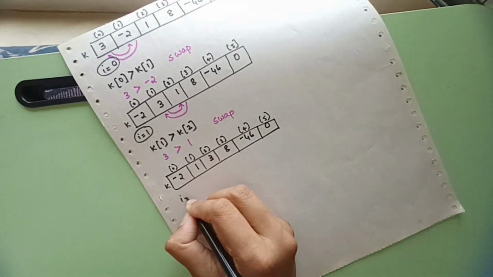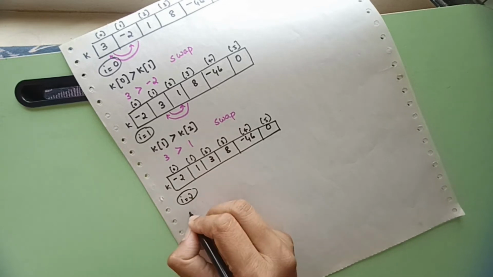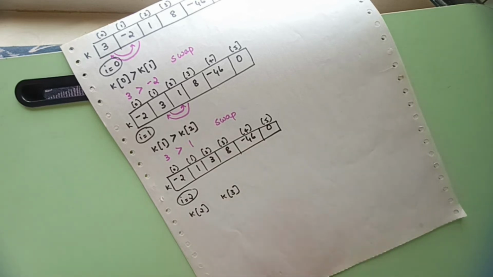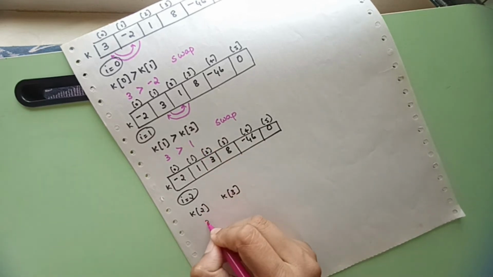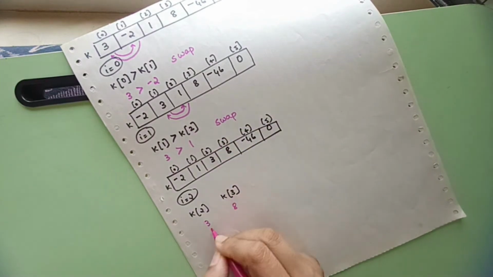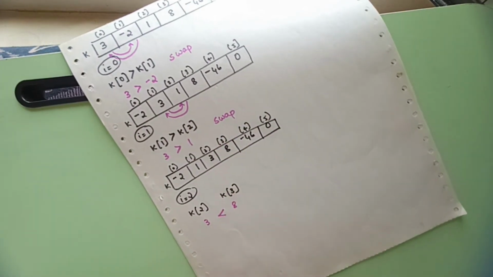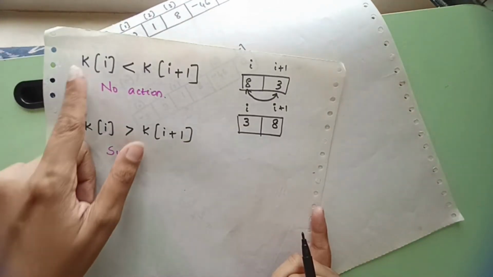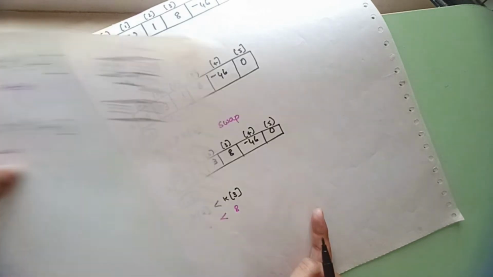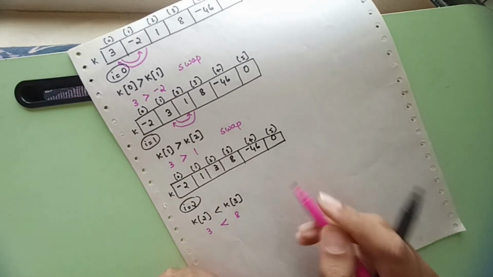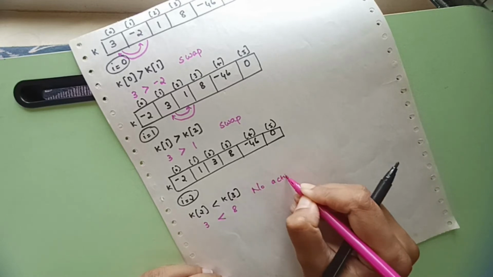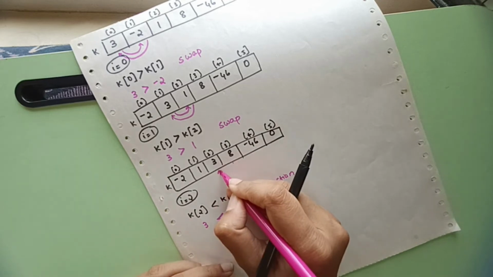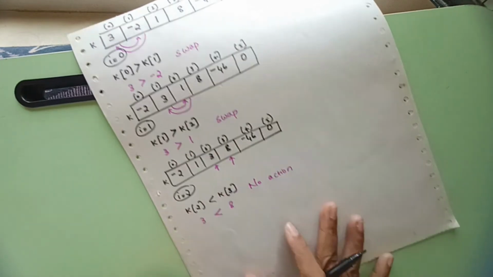Next case, I is equal to 2. So K of 2, I plus 1 is K of 3. So K of 2 is 3. K of 3 is 8. So 3 is less than 8. Which means K of I is less than K of I plus 1. So no action has to be performed. So 3 and 8 will stay at the same point. 3 will stay here, 8 will stay here.